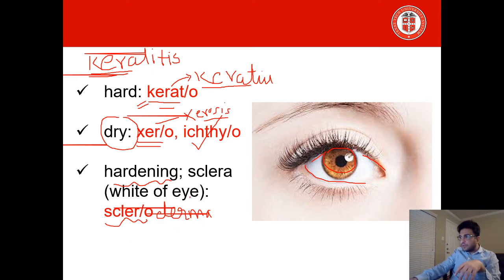And by the way, sclera is referred to as the white part of the eye. So this white part, this is sclera. So please make sure that we have a couple of words for dry and a couple of words for hard, that is kerato and sclero, and we have xero and ichthyo.